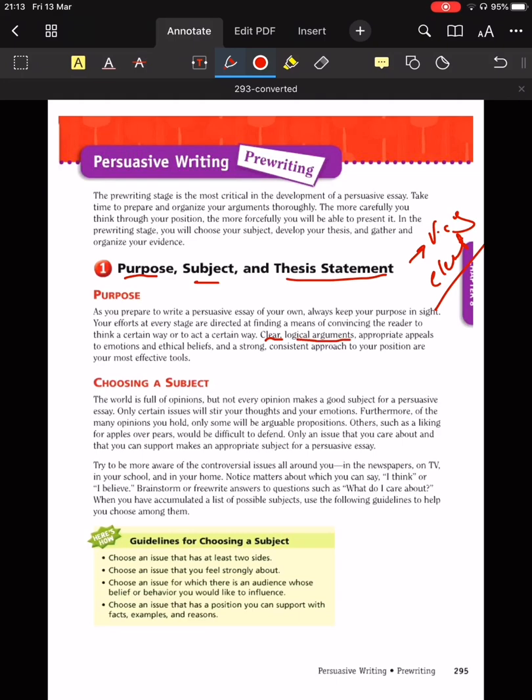We have to have the appropriate appeals. Remember that this would present the gateway to understanding or knowing where you guys come from. Now, on the other hand, I have choosing a subject. Choosing a subject is quite one of the most critical issues anybody can talk about.